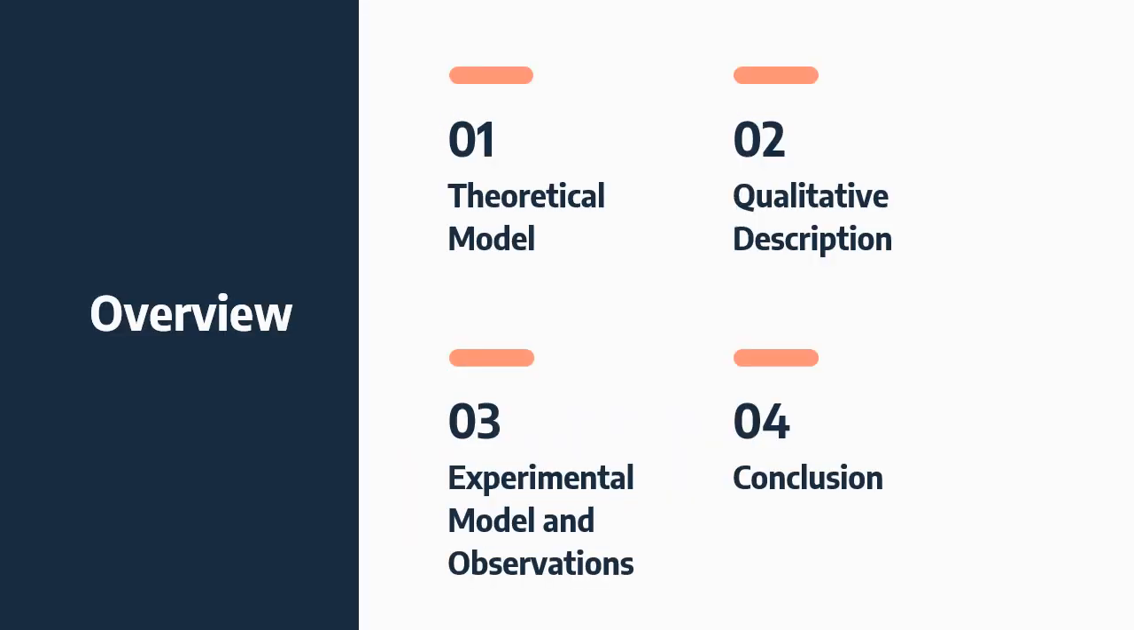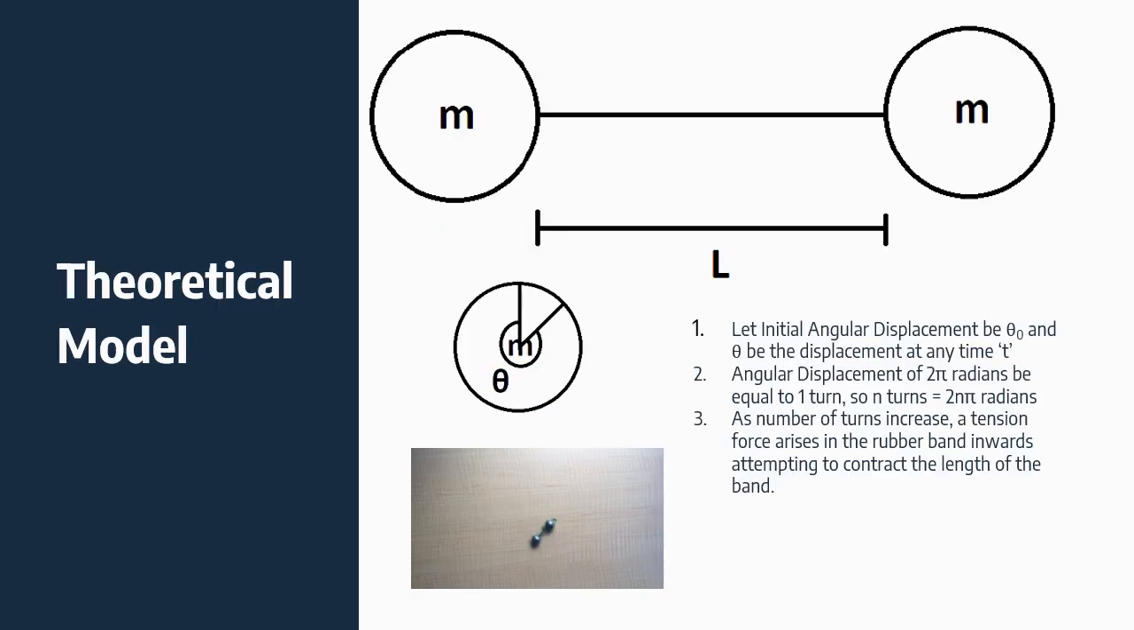So let's take an overview of the model. First, we'll go over some theoretical model, and then we will talk about some qualitative description of the energy transformations taking place, and we will try to quantify the energy transformations. And then we will take a look at the experimental model and draw some conclusions based on what factors this phenomenon depends upon.